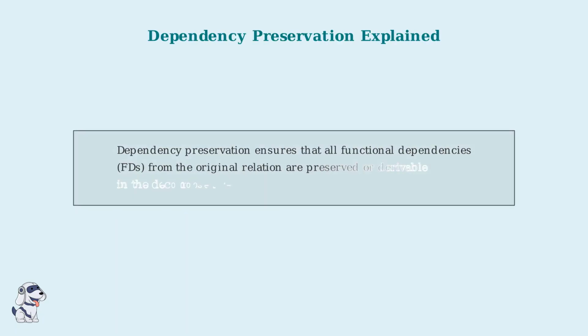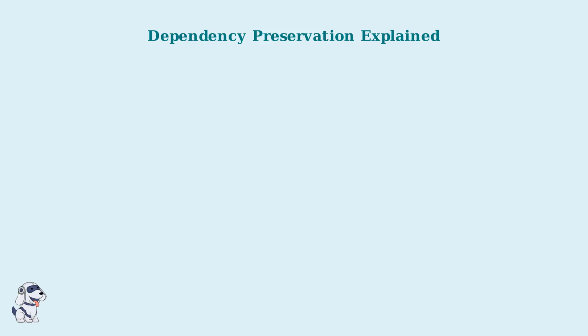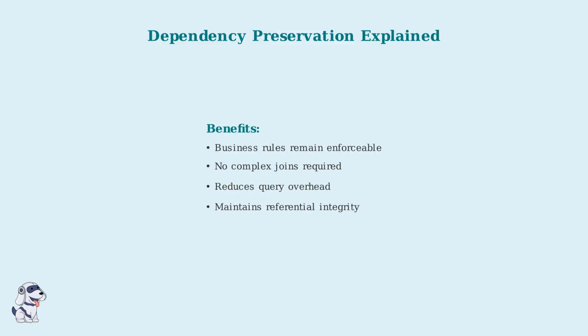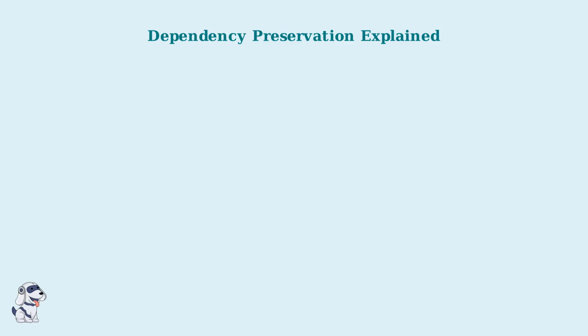Dependency preservation ensures that all functional dependencies from the original relation are either preserved directly in the decomposed relations or can be derived from them. This means no functional dependency is lost during the decomposition process. Preserving dependencies ensures business rules and constraints remain enforceable without requiring complex joins, reducing query overhead, and maintaining referential integrity.